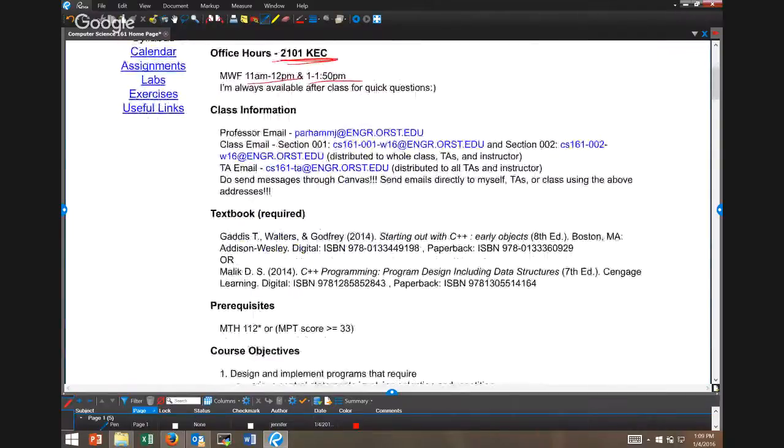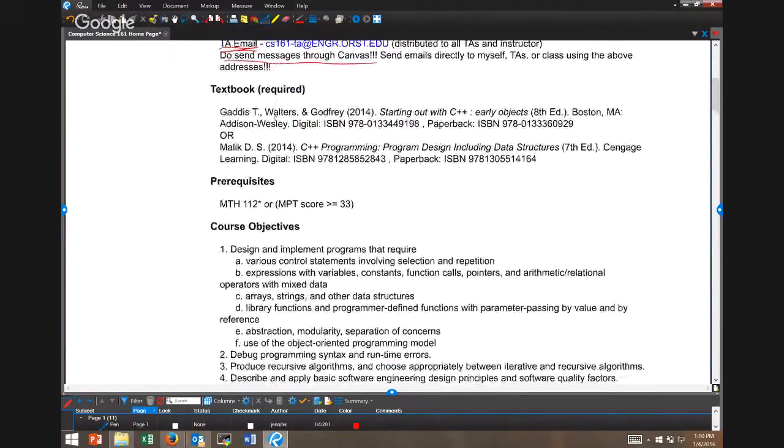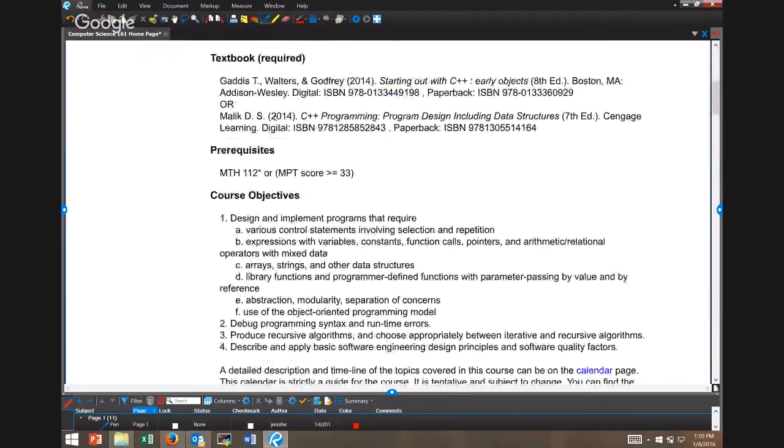You can find my email address as well as the class email addresses. There are two different emails, one for Section 1 and one for Section 2. There's also a TA email list, which will just email the TAs and myself and no one else in the class. Please do not send messages through Canvas. It's annoying to have to go to Canvas to respond to an email. I'd rather just go through my personal business email to respond to you.